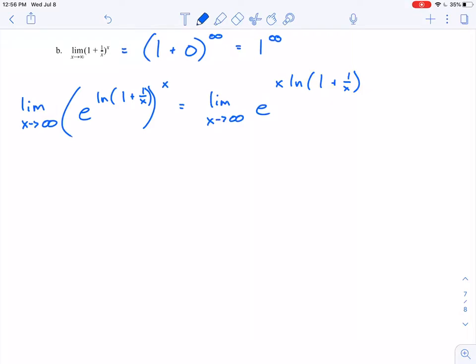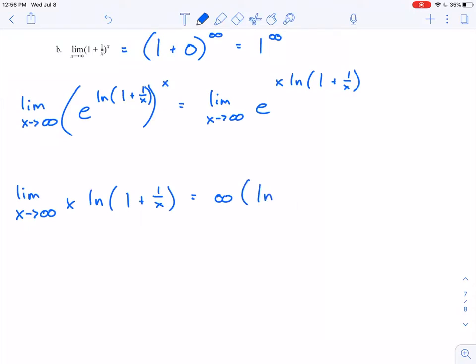So here, let's try to look at just that power. We'll look at the limit as x approaches infinity of x times natural log of 1 plus 1 over x. Now, if I try to evaluate this limit directly, I will end up with infinity times natural log of 1 plus 1 over x, which as x approaches infinity goes to 0. I have infinity times natural log of 1. This is infinity times 0.